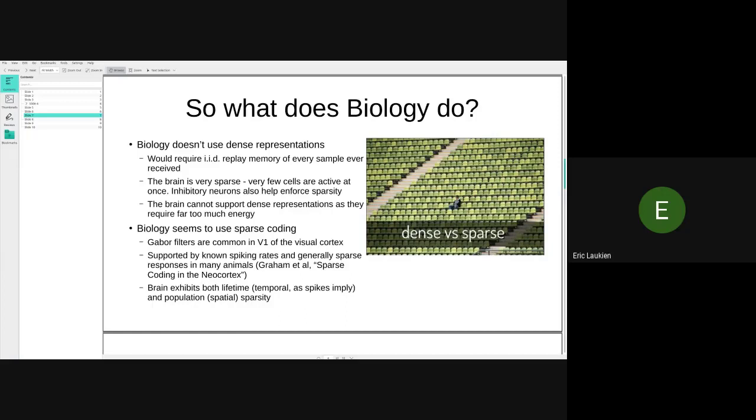Also, the brain can't support dense representations because they require way too much energy. There's a paper I found quite interesting that talks about how important sparsity is, specifically in the neocortex. In general, we think the brain uses sparse coding. I think people originally started suspecting this from the Gabor filters in V1 of the visual cortex. Also, the readings you get exhibit both lifetime and population sparsity. Spikes are inherently sparse through time.